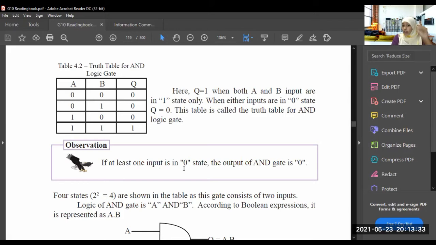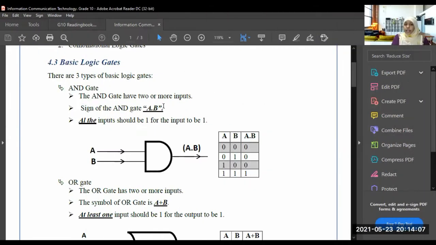If at least one input is 0, the output of the AND gate is 0. So everyone should be present. Every switch should be on. If you search in the truth table and you find a 0 somewhere, then the output is 0 in an AND gate. The AND gate has 2 or more inputs. You can input 2 or more than 2 inputs.